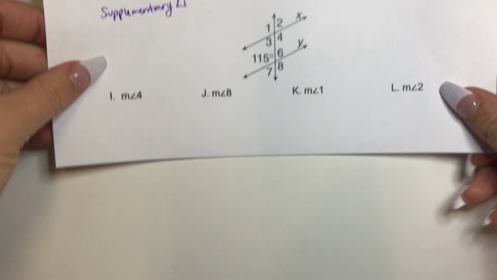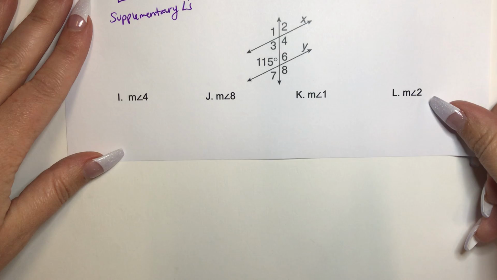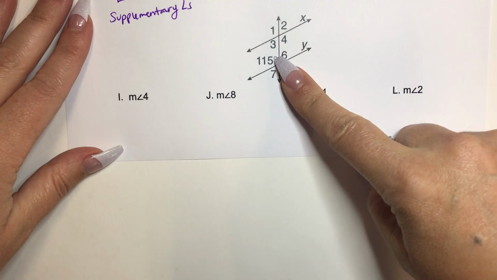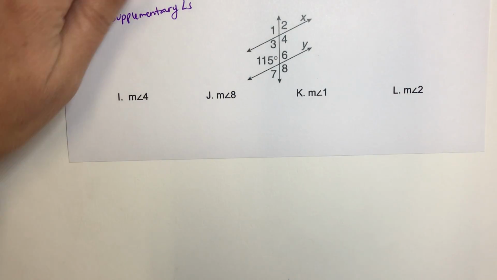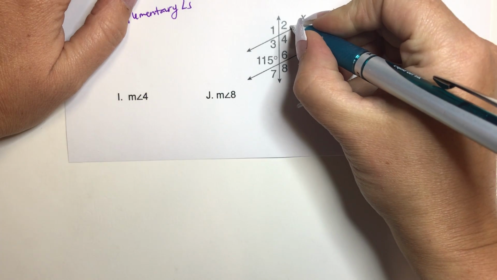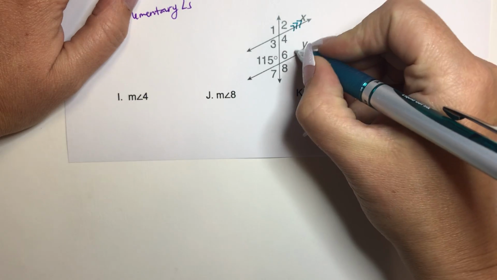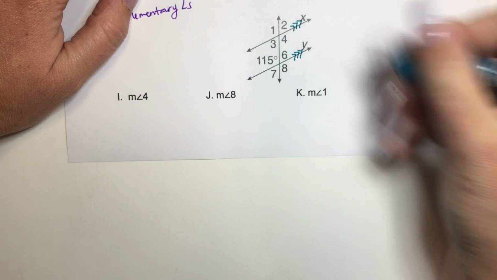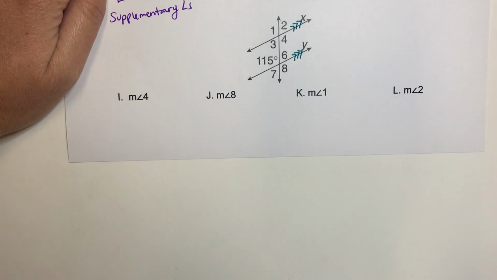Okay, let's move on to our last example here. We're looking at this picture. X and Y are parallel. Okay, and I just want you to answer these questions.